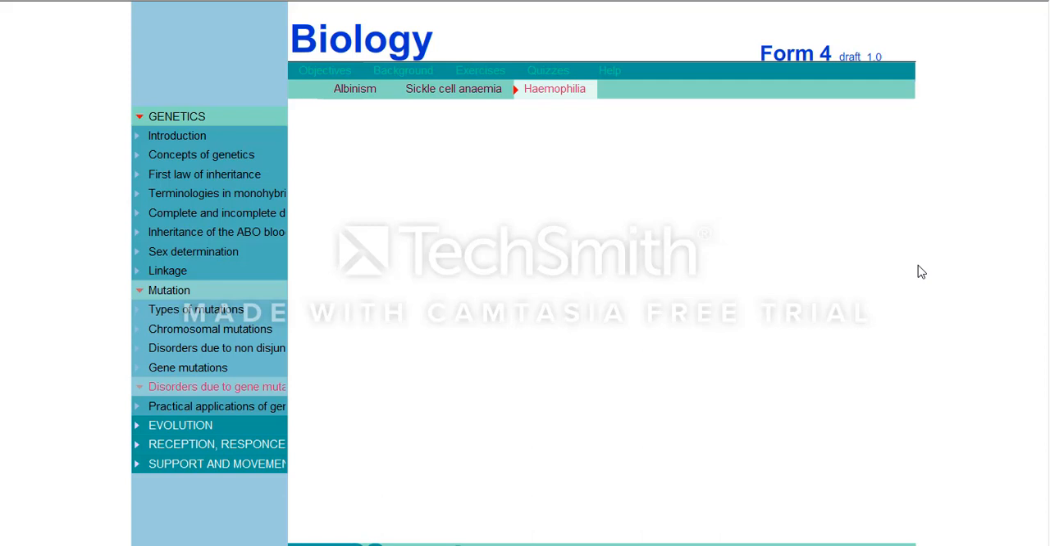This condition is normally illustrated using capital letter H for normal blood clotting condition and small letter h for hemophilia. Since the genes are linked to X chromosome, its alleles are represented as X capital H and X small h.